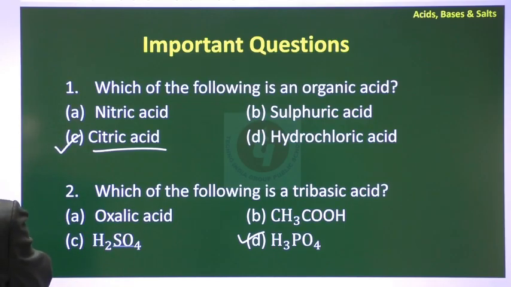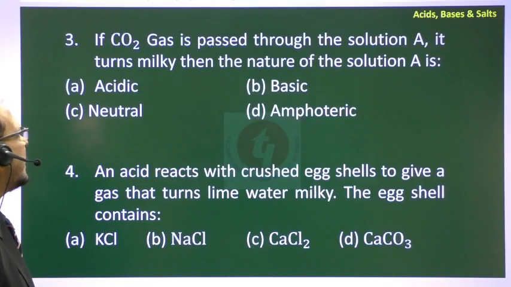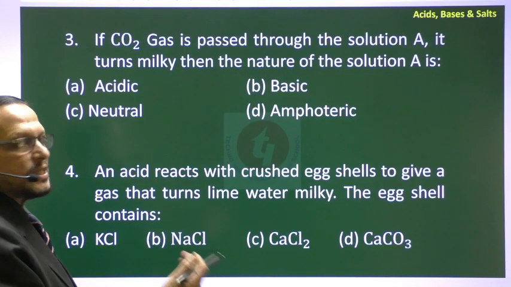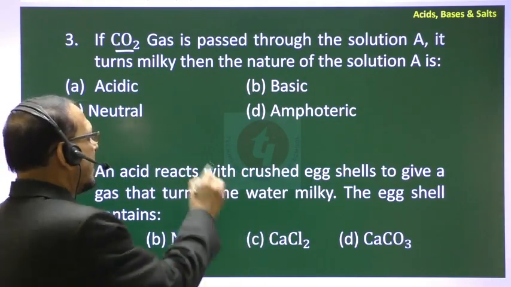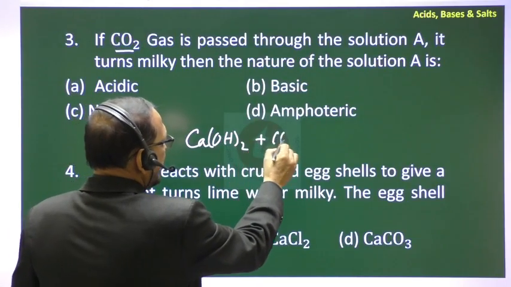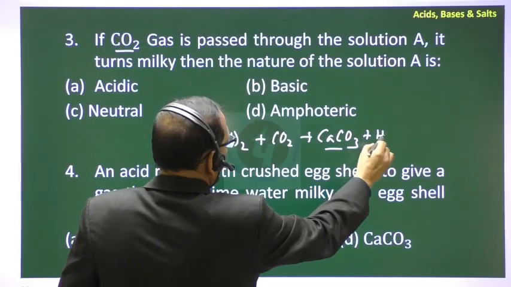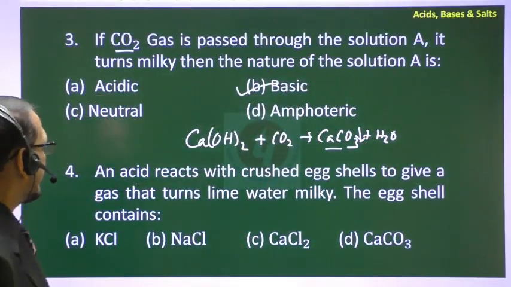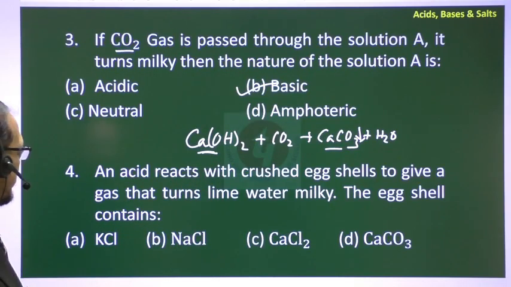The next is question number 3. If CO2 gas is passed through solution A, it turns milky, then what is the nature of the solution? Milky means, if carbon dioxide is passed through lime water, it gives calcium carbonate and water. That means it will give the milky white PPT if it is basic. The answer is basic. Calcium hydroxide is the lime water, that is the base.